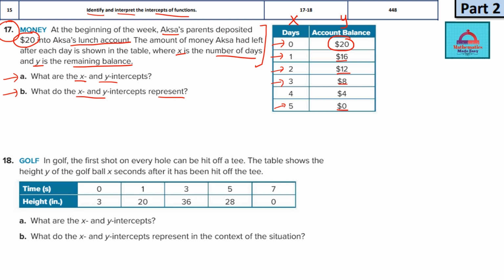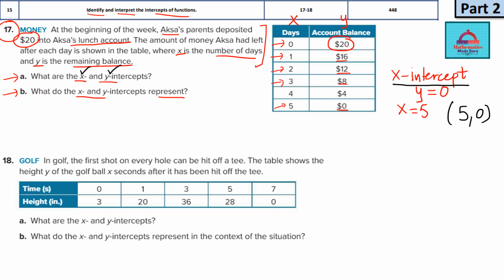Remember, the x-intercept is the point where the graph of the function touches the x-axis. So at the x-intercept, the other coordinate, y, is 0. Look at the table and see where y is 0. Y is the account balance, this column. So y is 0 at x equal to 5. So x equal to 5 becomes your x-intercept. The point is x equal to 5, y equal to 0. So this is your x-intercept.